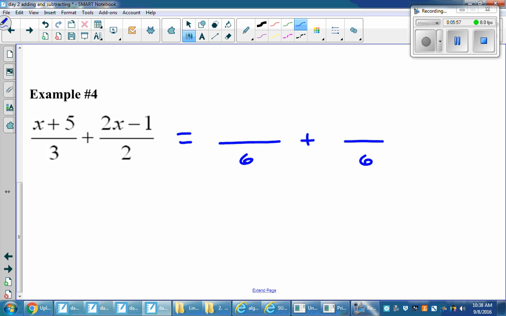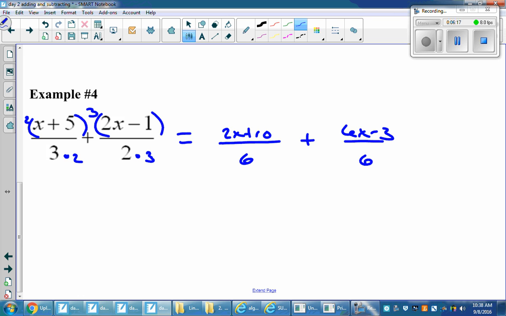Again, this 3 became a 6 by multiplying by 2. If I multiply the bottom by 2, I have to multiply the top by 2. So that becomes 2x plus 10. The bottom was 2, it became a 6 by multiplying by 3. If I multiply the bottom by 3, I have to multiply the top by 3. And that makes that 6x minus 3.